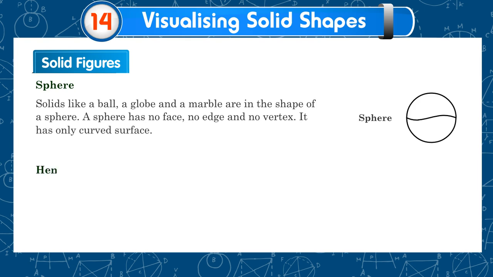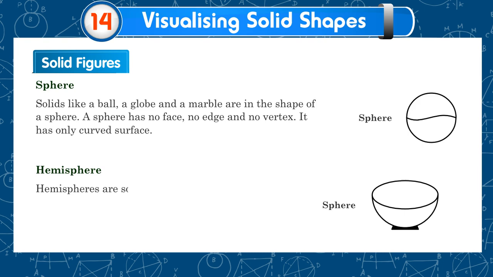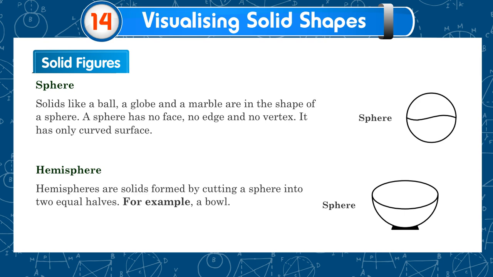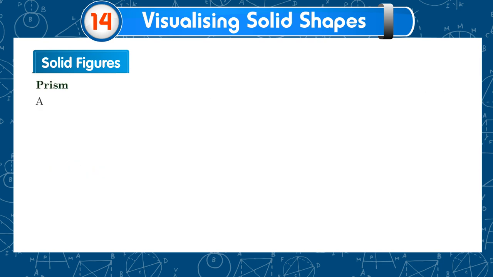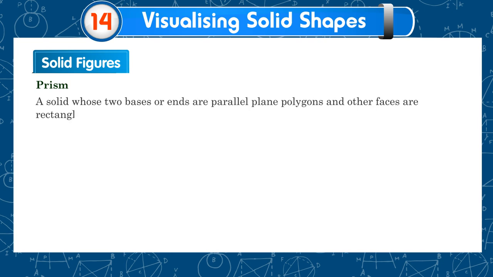Hemisphere. Hemispheres are solids formed by cutting a sphere into 2 equal halves. For example, a bowl. Prism. A solid whose 2 bases or ends are parallel, plane polygons, and other faces are rectangles is called a prism.